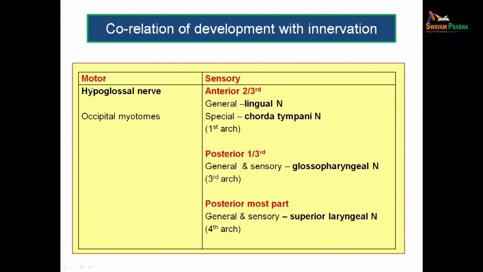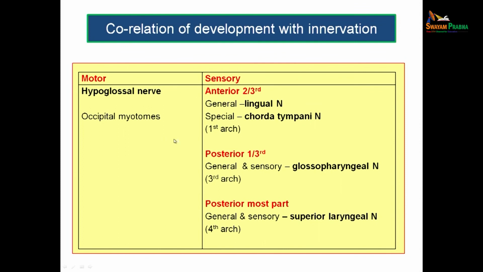Let's see the motor nerve supply. The motor nerve supply is by the hypoglossal nerve, and it's supplying the derivatives of the occipital myotomes. The sensory nerve supply, we have already done a correlation of development with innervation. That is, the anterior two-third, the general nerve supply is from the nerve of the first arch, that is the lingual nerve.